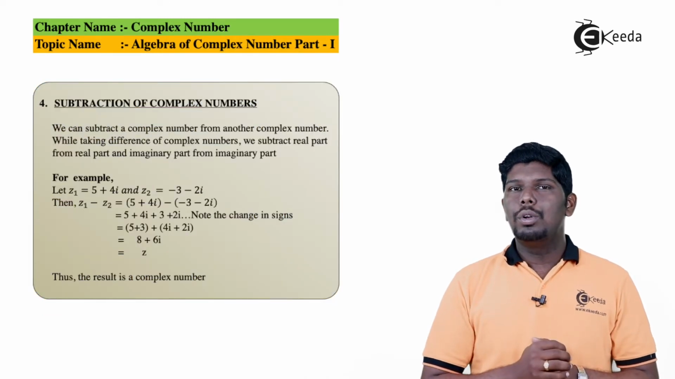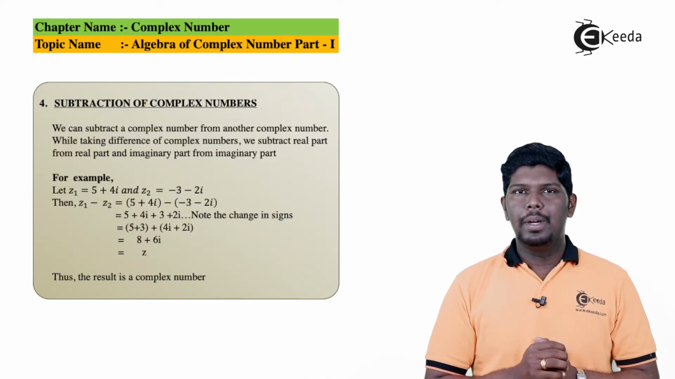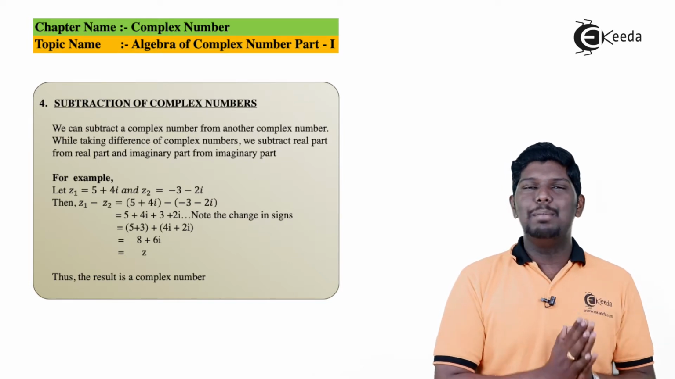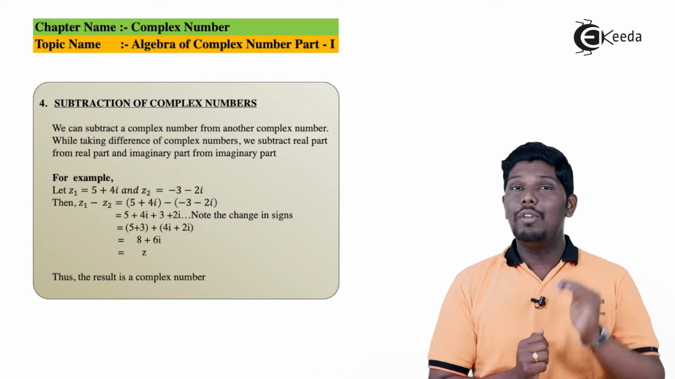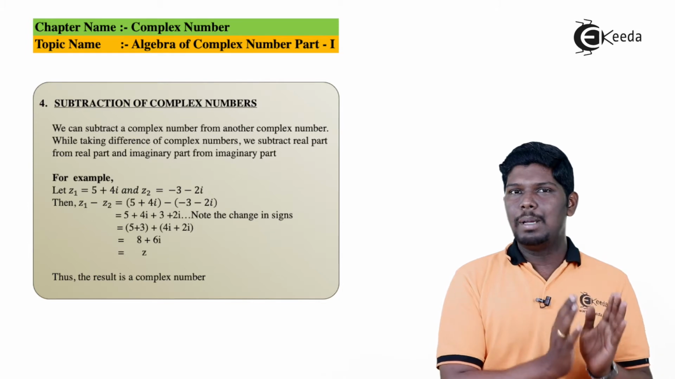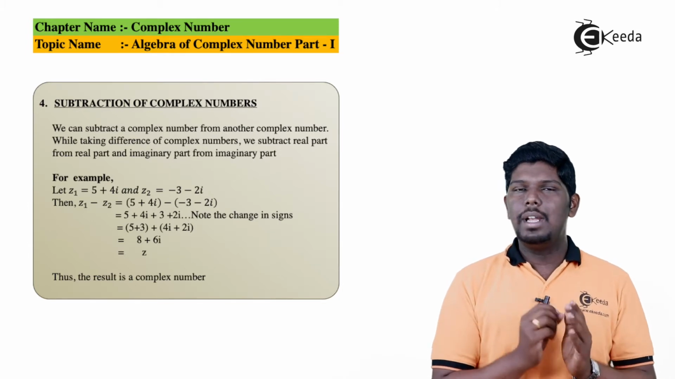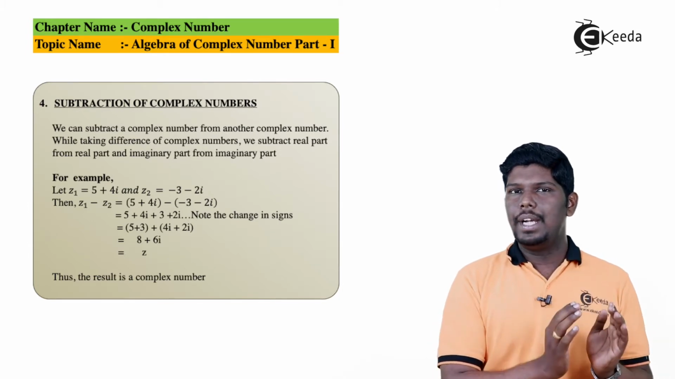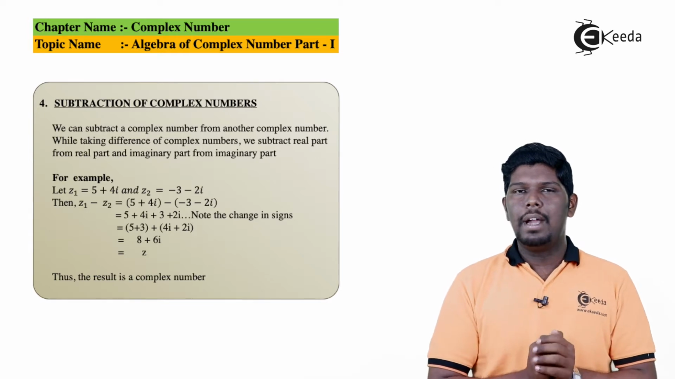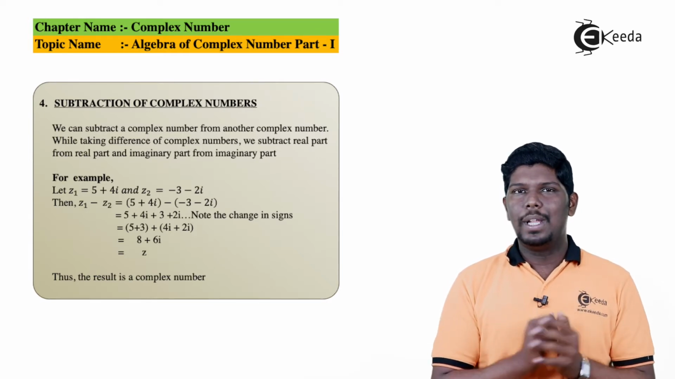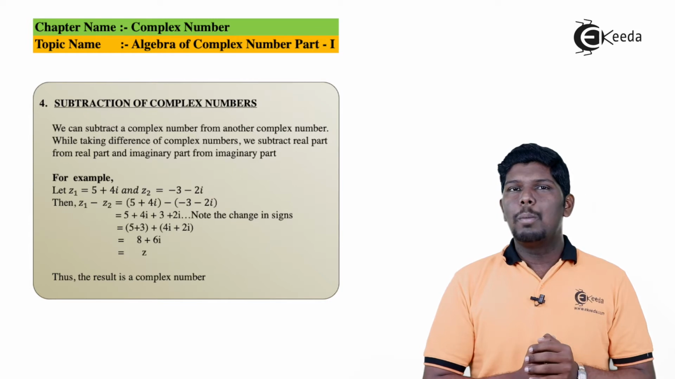Next, we have subtraction of complex numbers. The subtraction of complex numbers is similar to the addition of complex numbers. What we did in addition, we separated the real and imaginary parts. Similarly, in case of subtraction, we will separate the real part, separate the imaginary part, and then subtract the complex numbers.